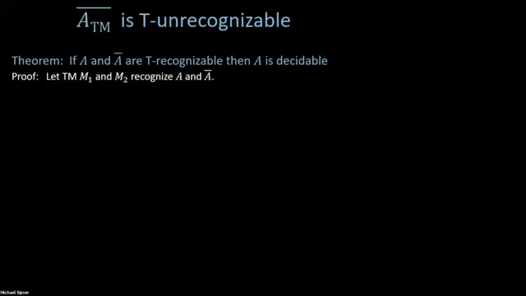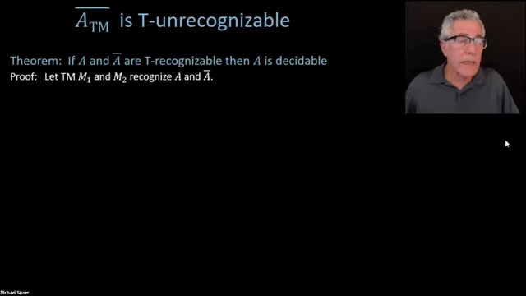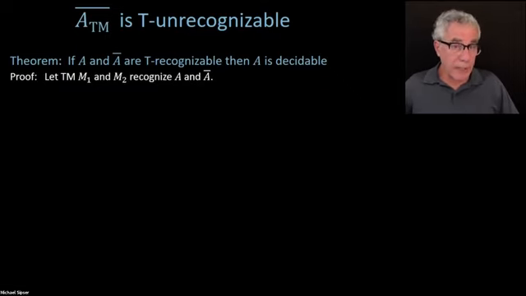Let's look at an example of an unrecognizable language. Now, ATM is not going to serve that purpose because ATM is Turing recognizable, as we pointed out by the universal Turing machine. So ATM is undecidable, however. How about an unrecognizable language? For that, we will see that the complement of ATM will serve. So the complement of ATM is neither decidable nor even recognizable.